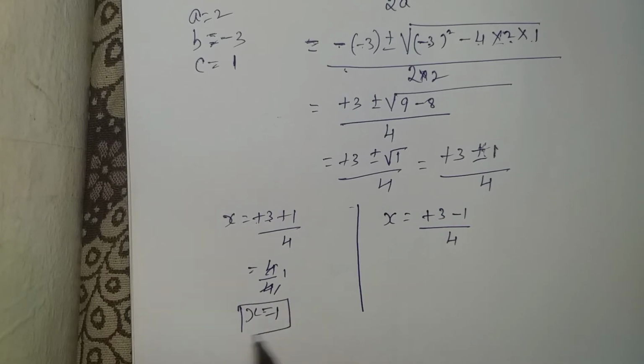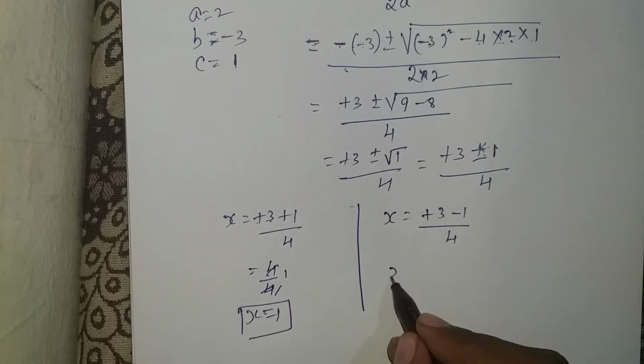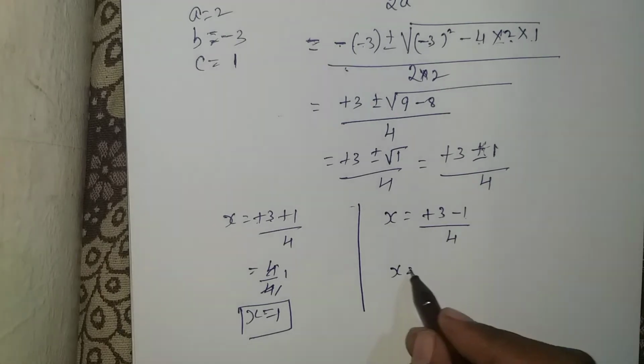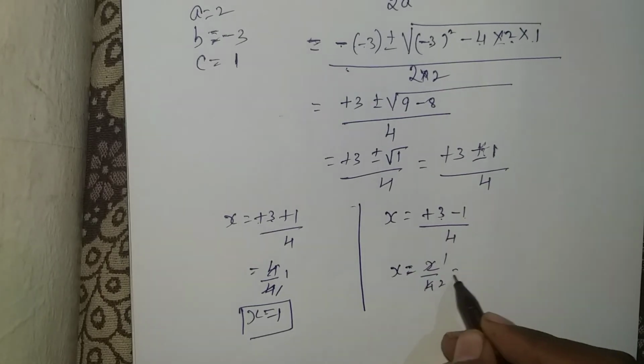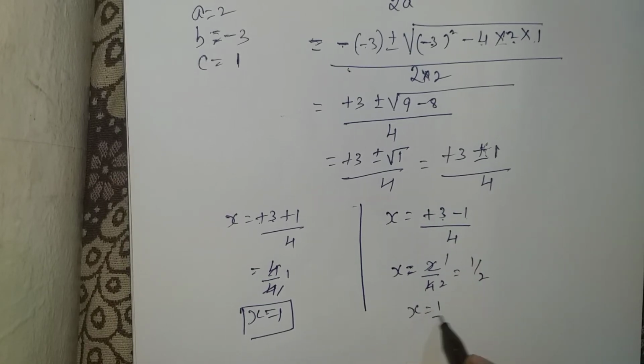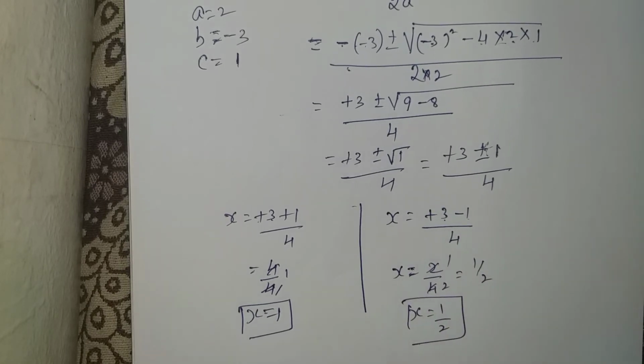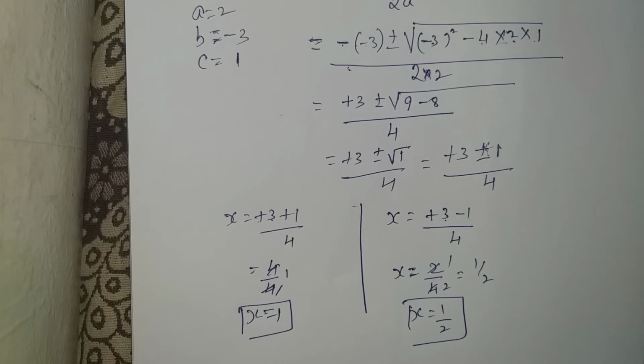You got one answer. So same thing here also. 3 minus 1 is 2 by 4, which is nothing but half. So you got x is equals to half. See, this is how you find out the x and y value. It's very easy. The formula method is very easy. You can score very easily the marks in formula method, that too 3 marks.